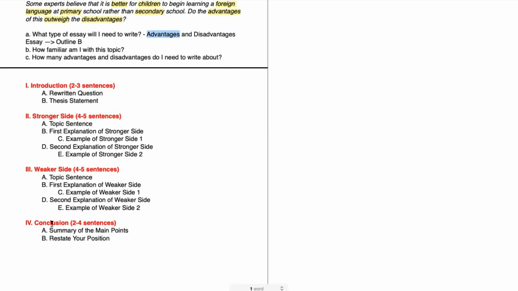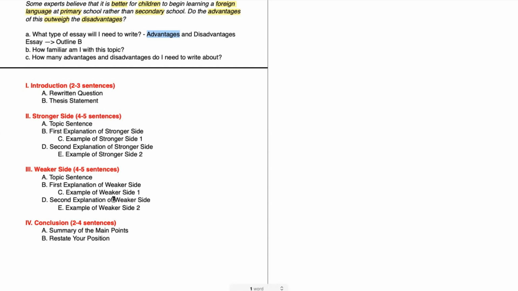And then we will close with a conclusion. Now we're going to summarize the main points and then restate our position. Restating the position is connected to the thesis statement. This shows that you are clear about what you are arguing and how everything flows together.